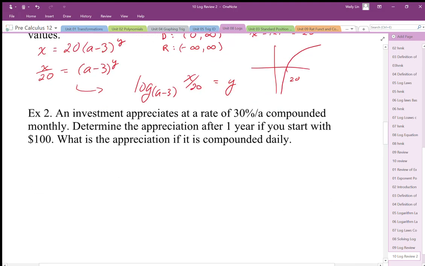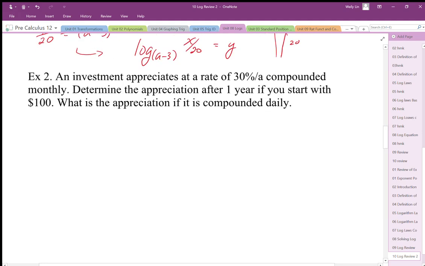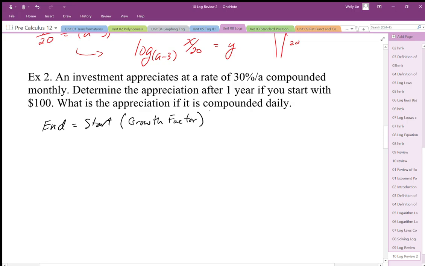Okay, looking at exponential growth. We have our basic exponential growth formula. It's going to look like this. The end amount is equal to the start amount times my growth factor. That's my multiplier. And to the power of growth cycles. Okay, so looking at this problem here, this is compounded monthly, 30% annual interest. So how would I write that? That's going to look like this.